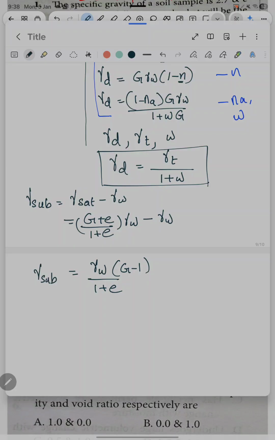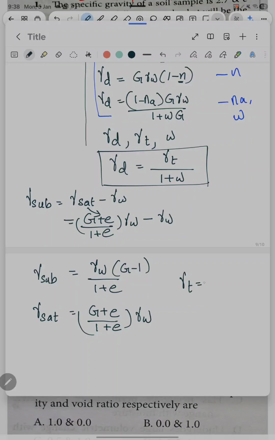Gamma submerged is (G minus 1) into gamma W by (1 plus e). Okay. Next equation is for gamma saturated. Gamma saturated is (G plus e) by (1 plus e) into gamma W. This one, G plus e here.